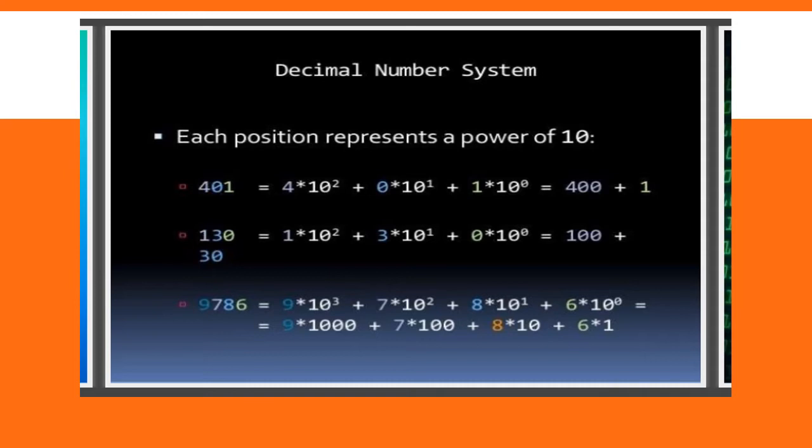Next is 130. Here 1 into 10 raised to 2 plus 3 into 10 raised to 1 plus 0 into 10 raised to 0 is equal to 100 plus 30, that is 130.